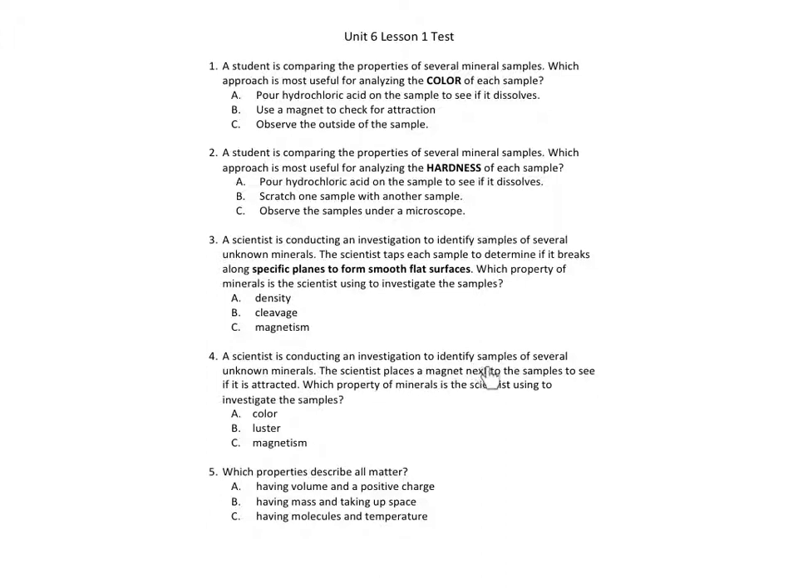Number 4. A scientist is conducting an investigation to identify samples of several unknown minerals. The scientist places a magnet next to the sample to see if it is attracted. Which property of minerals is the scientist using to investigate the samples? A. Color. B. Luster. C. Magnetism.